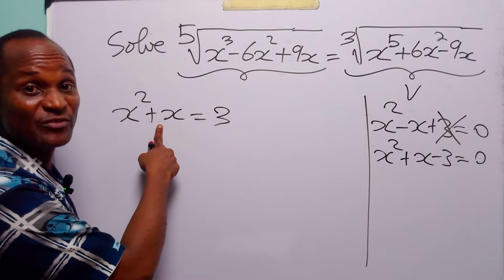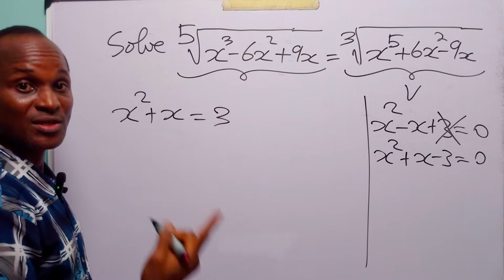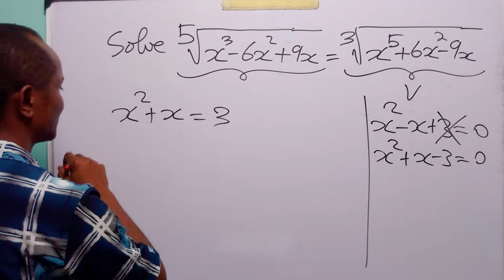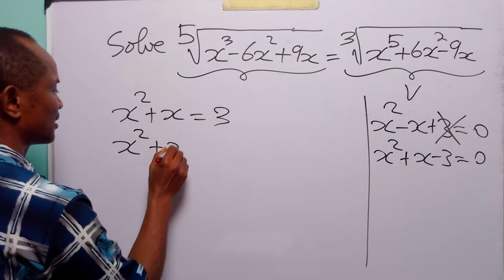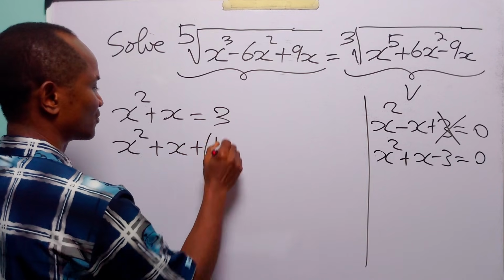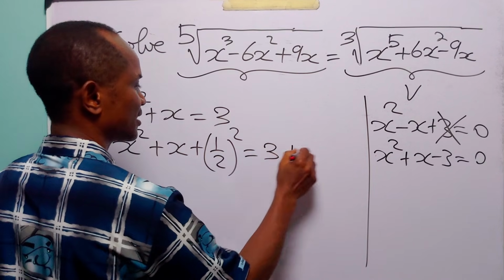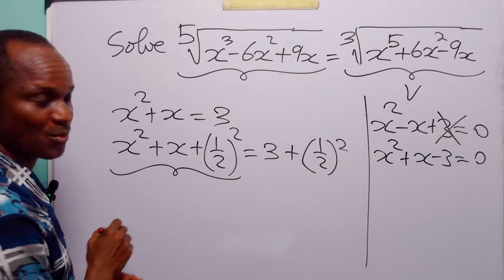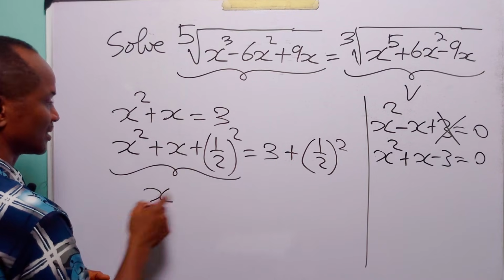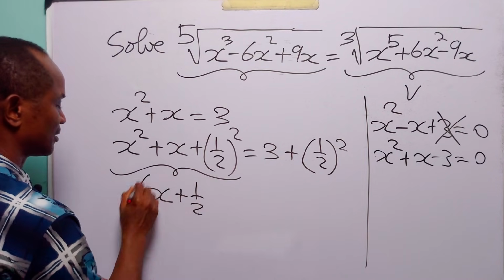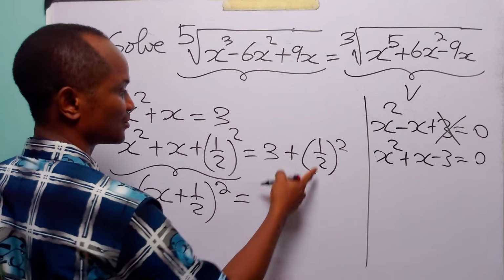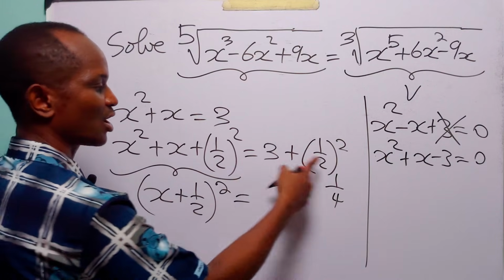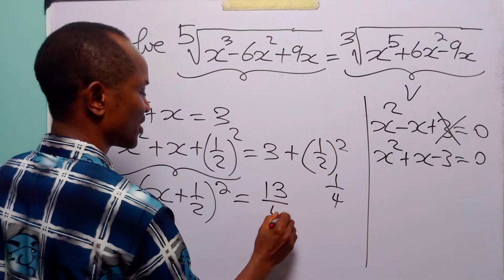Now let us divide the coefficient of x by 2, square it and add to both sides of this equation to complete the square on the left-hand side. When we do that, we have x squared plus x plus (half) squared, and this is equal to 3 plus (half) squared. Now this is a perfect square. So we take one x and we take one half, and we square, and this is equal to, half squared is 1 over 4, 4 times 3 is 12 plus 1, 13. So this is 13 over 4.